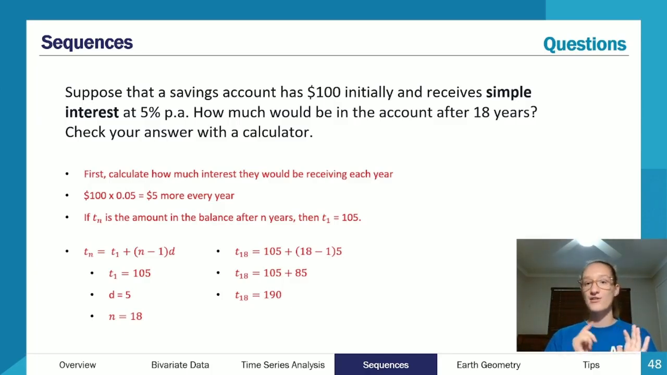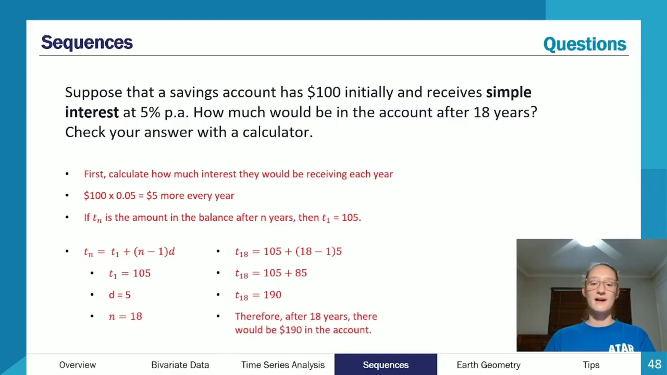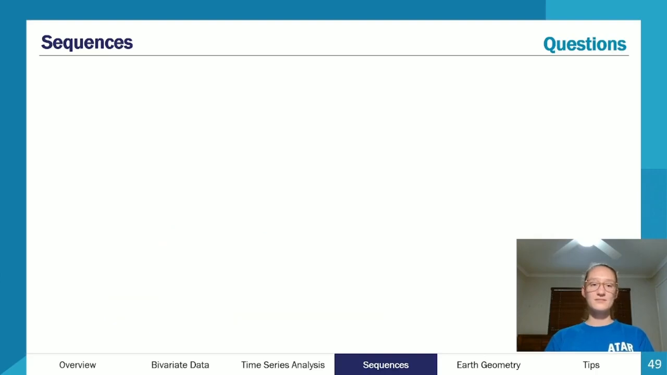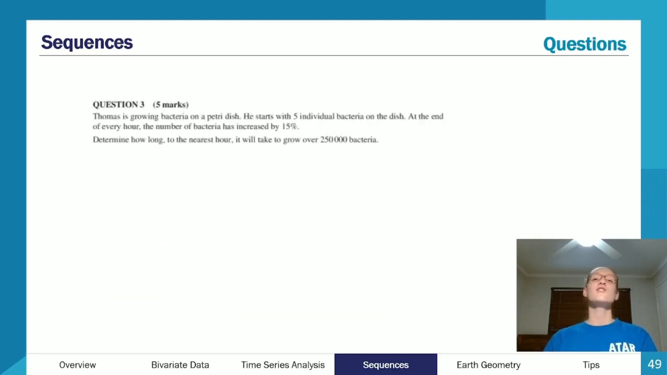So I'd encourage you to try that on your calculator now to make sure you've got the hang of that. So therefore, after 18 years, there'd be $190 in the account. Awesome. So we don't have too much time left, so I'm not going to go through this question here, but again, it is in the slides, so feel free to have a look at it.